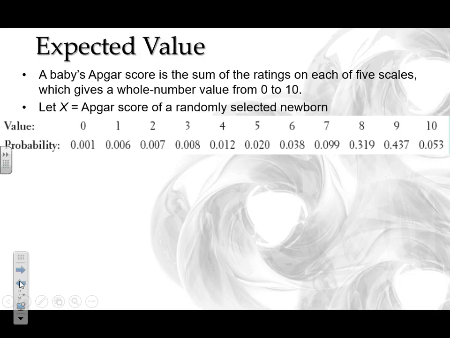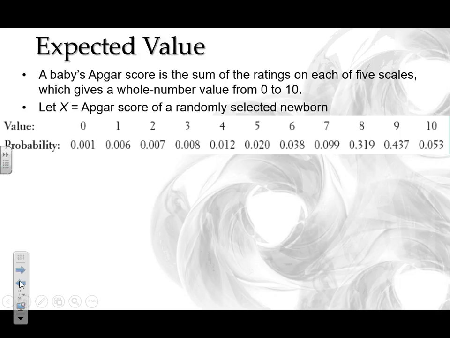So they just collected a bunch of data on babies and what their APGAR scores are and created these probabilities empirically, based on lots and lots of data being observed over and over again. For instance, here the probability that a baby gets an APGAR score of 8 would be 31.9%. So we have our values, 0 through 10, and then the probability for each of those values listed below.